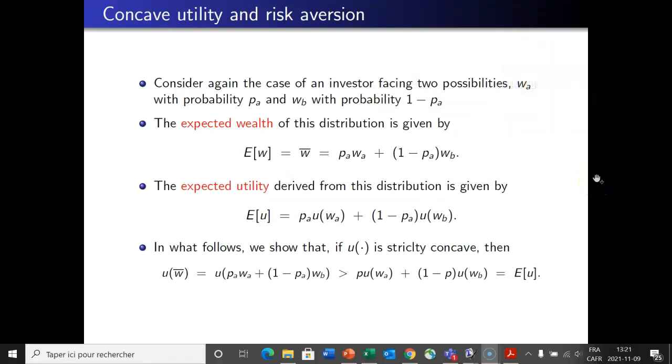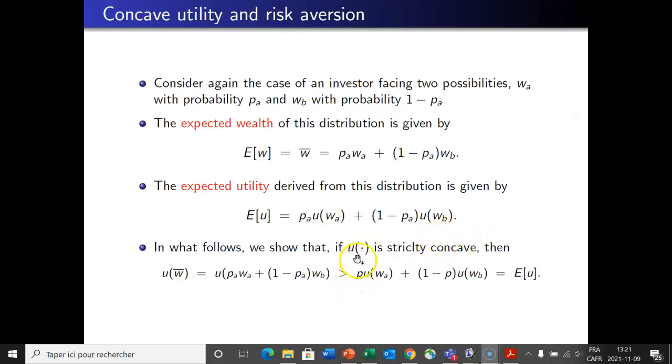So consider again an investor facing two possibilities: WA with probability PA and WB with probability PB, which is 1 minus PA. Expected wealth is PA times WA plus PB times WB. So it is the weighted average of WA and WB, the weights being the probability of each possibility. And the expected utility is the probability of each possibility times the utility of each possibility.